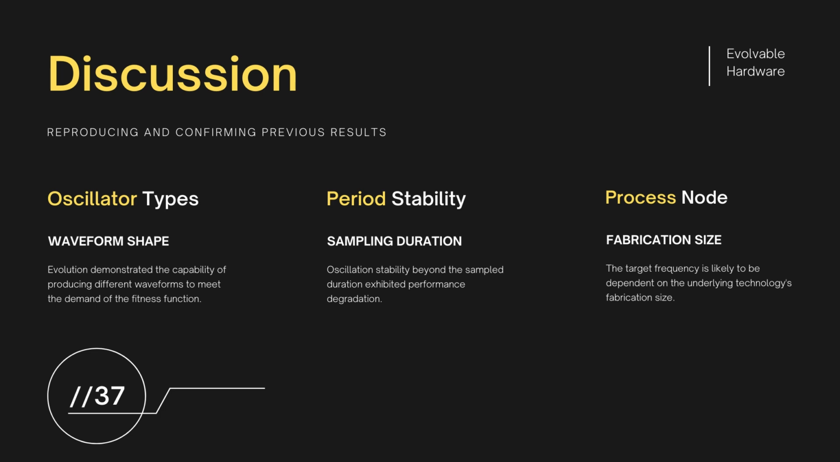We made observations about the periodic stability of oscillators produced by evolution. Is periodic stability evolvable, and if so, how stable? And finally, it could be that frequency production is significantly impacted by the fabrication resolution of the FPGA. Can higher or lower frequencies be generated, and what is the limit? These are questions to consider for future research.